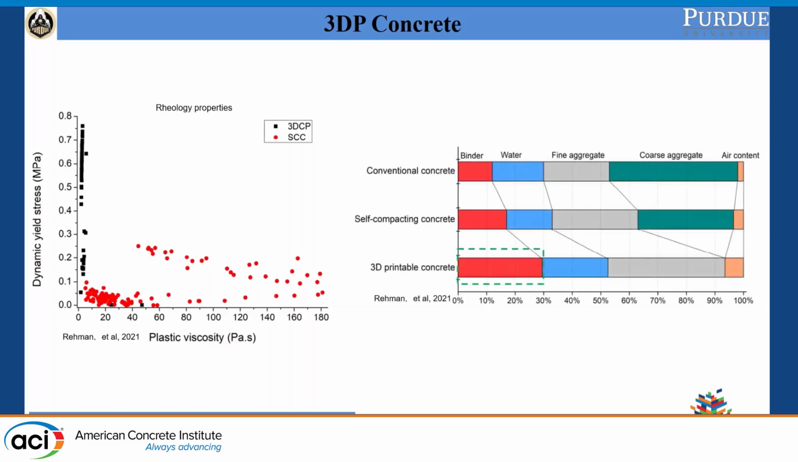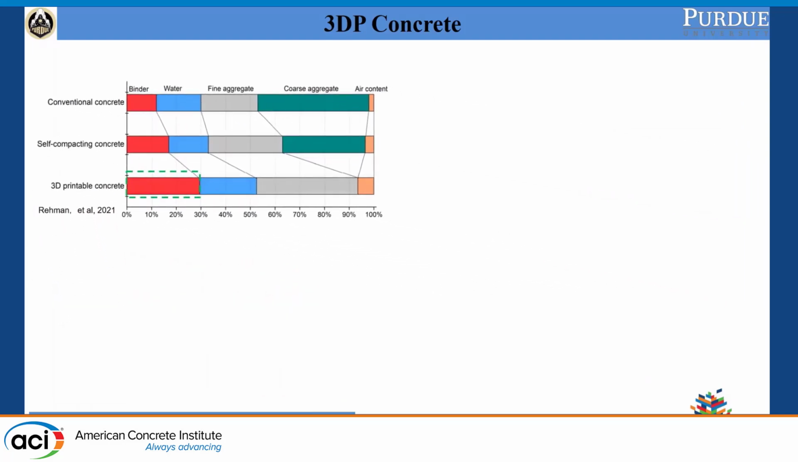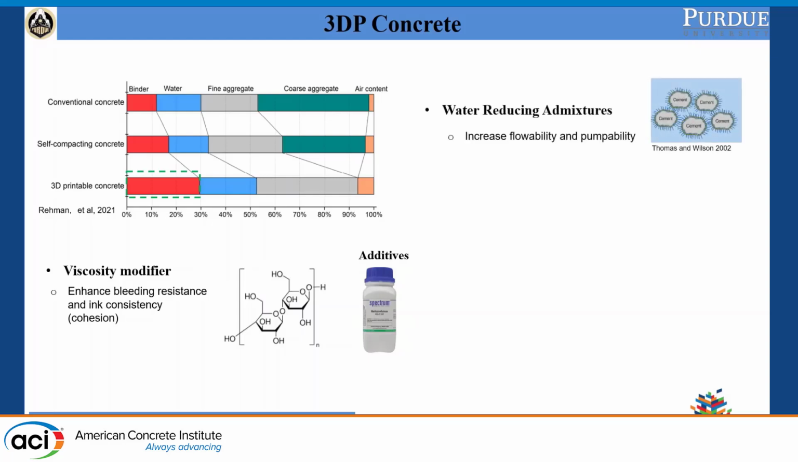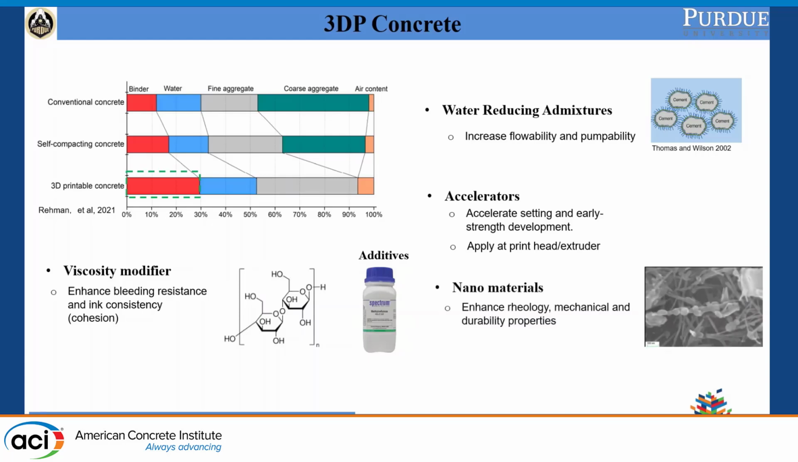To achieve this, a lot of research is done by increasing the binder volume fraction to achieve these rheology properties, and also because of the limitation of coarse aggregate segregation, we need a large volume of binder. Besides the binder, we also use a lot of additives, such as viscosity modifiers, which can reduce bleeding and increase ink consistency, water reducers to increase flowability, or accelerators to increase the hydration rate to make it harder faster. Then comes the topic of this section, which is nanomaterials.